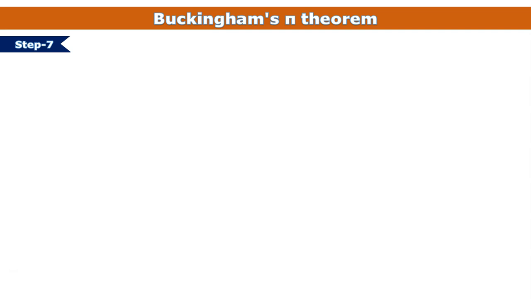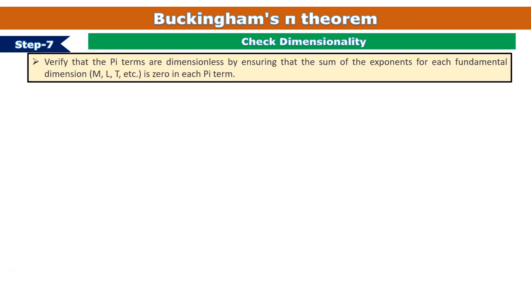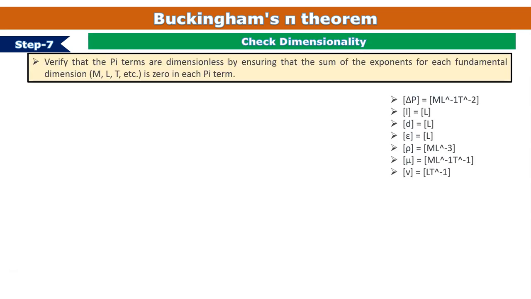Now how do we get that pi term? So verify here. Okay, so step number 7. Here del P dimension we know. Now first pi 1. We know that the pi terms are dimensionless, and by ensuring that the sum of the exponents for each fundamental dimension is 0 in each pi term.